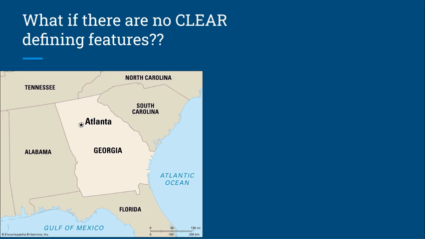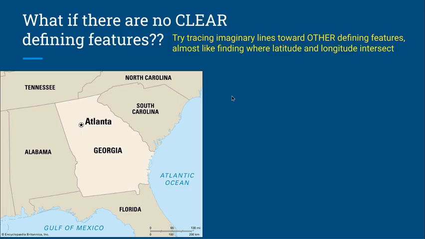But what if there are no clear defining features? Take Atlanta, Georgia, for instance. It's not on the coastline. It would be easier if it was Savannah down here, but it's not. So what we would do here is trace imaginary lines toward other defining features. It's kind of like finding where latitude and longitude intersect. So here are some imaginary lines where I just took them in opposite directions and crossed right at Atlanta.